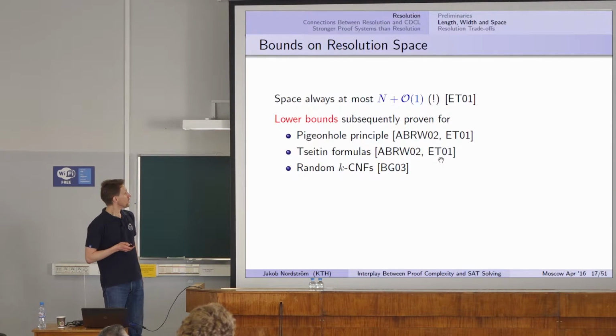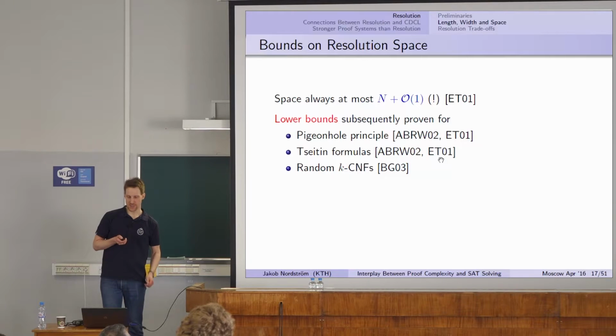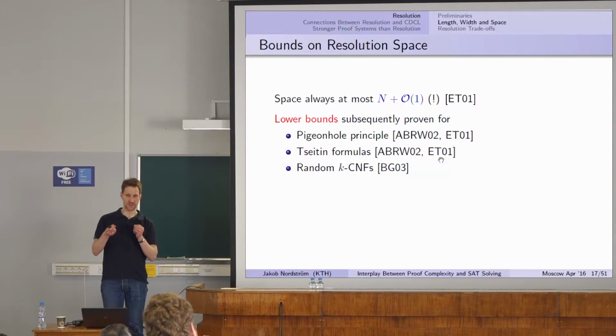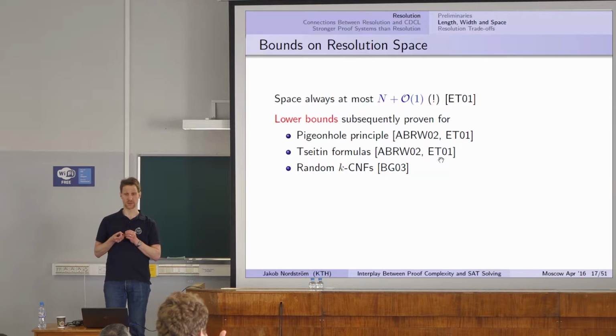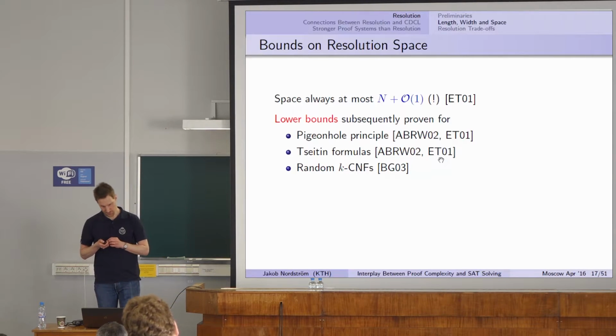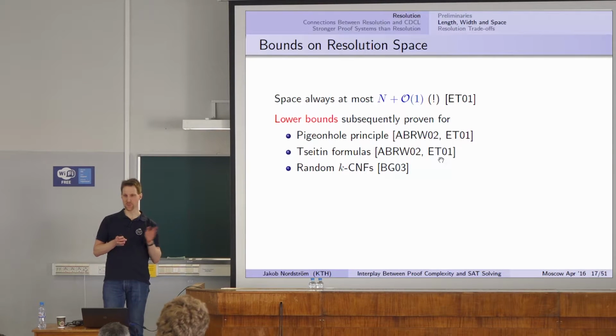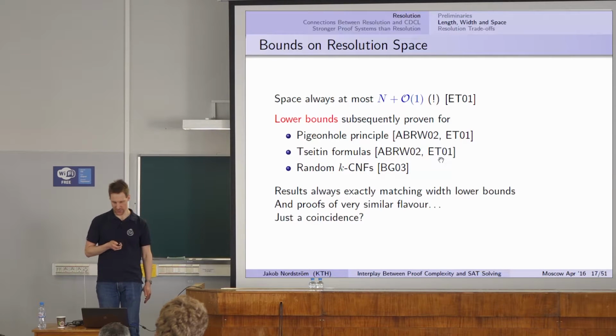No? Okay, so it turns out that the space you need for a formula of size n is never more than n, although the proof that achieves this space bound is of exponential size. And then there are matching lower bounds, proven for all of the formulas I talked about before, and you get the correct bounds you should.